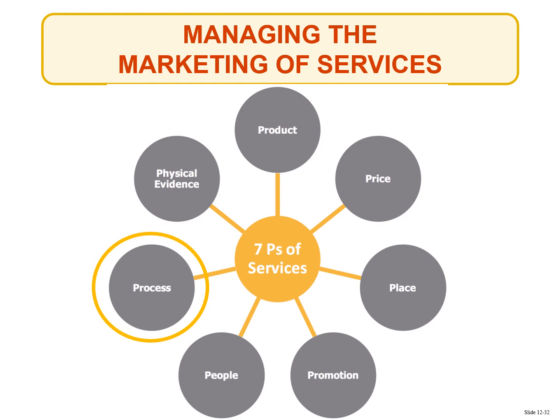The last P is process. And we talk about process because in services, we cannot separate the process from the delivery or from the consumption of the services by the customer. So for example, the process of manufacturing a product like, let's say, toothpaste, the process involved in the manufacturing has no involvement for the customer. The customer doesn't get to see the process with which a toothpaste is manufactured. But the customer does get to see when the hairstylist is styling the hair of the customer.